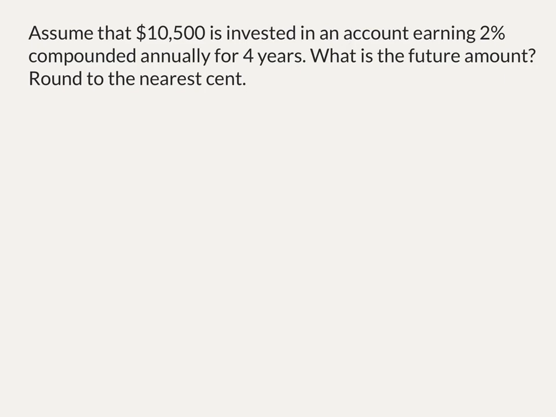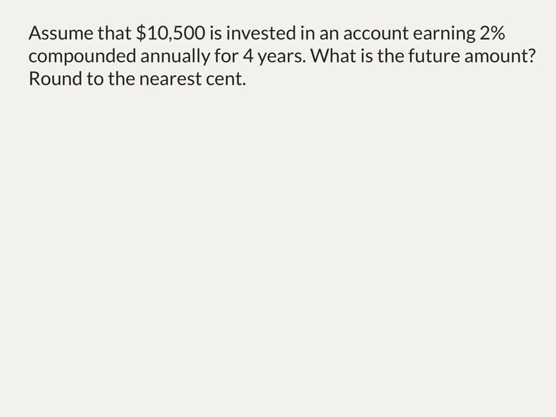This problem tells us that we are compounding annually. So that means that we're compounding one time a year. And we're doing this for 4 years. So that means that we'll have 4 compounding periods.